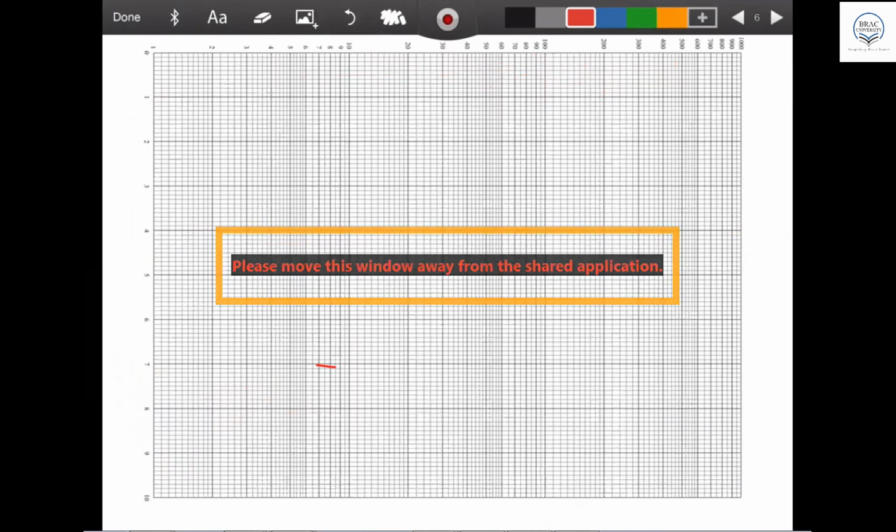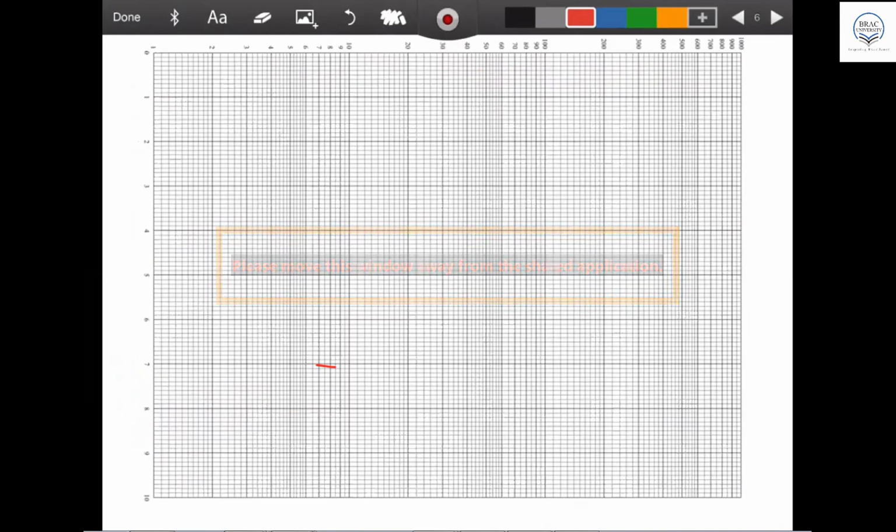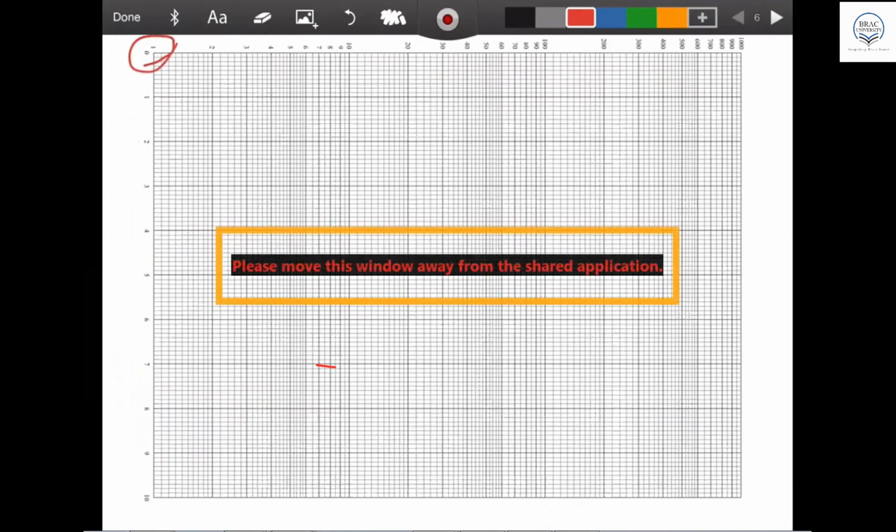Now, the frequency axis, the x-axis: the minimum value is 1. You can see here the frequency omega is 1 and the maximum is 1000. So 1 and 1000. Just 1 minute, please. I have a call.